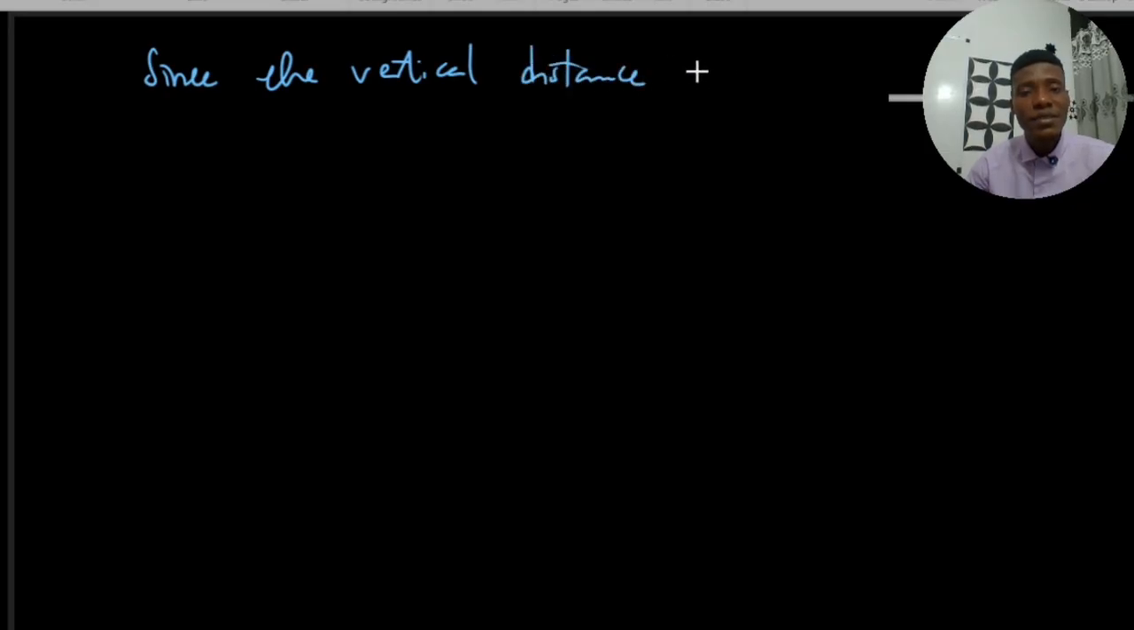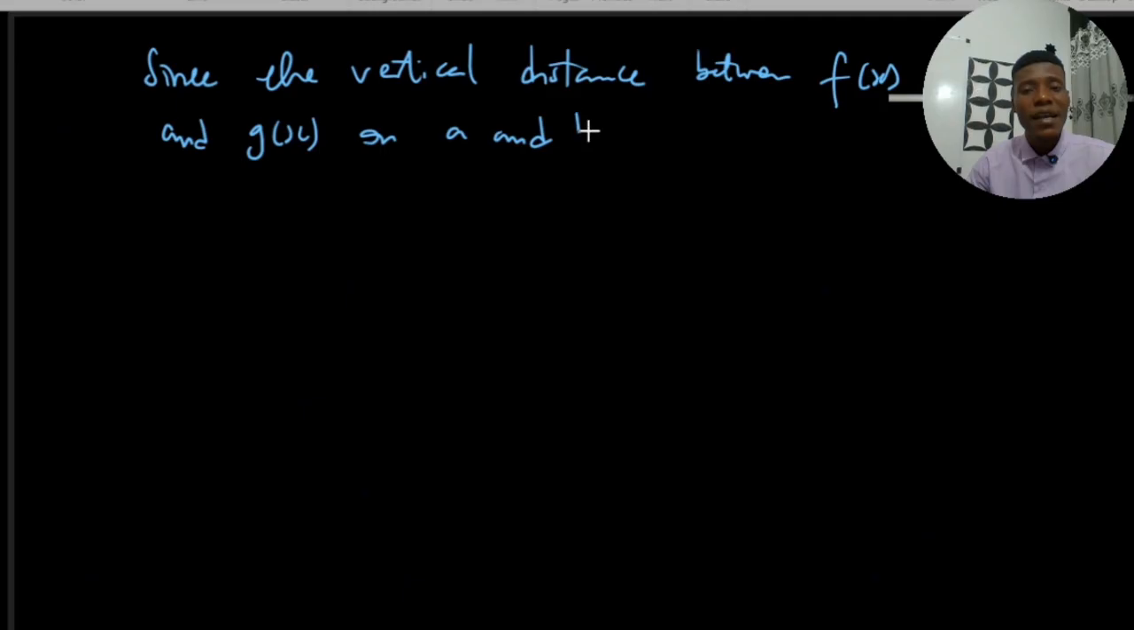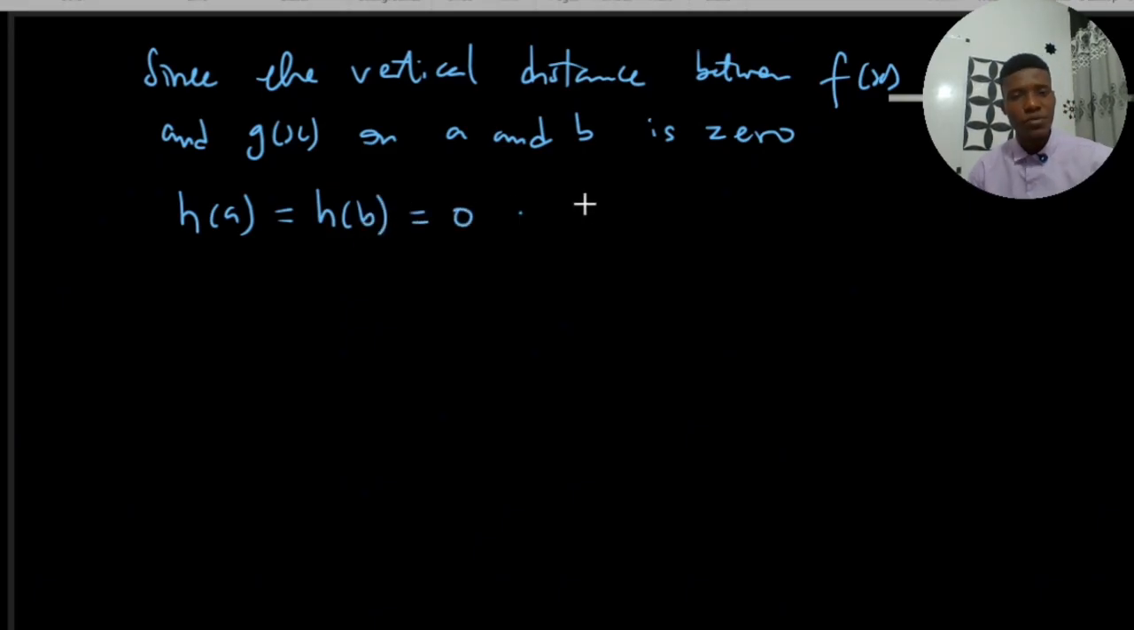So since the vertical distance between f of x and g of x on points A and B is 0, then we can say that h of A is the same thing as h of B, which is equal to 0. I believe you understand this.